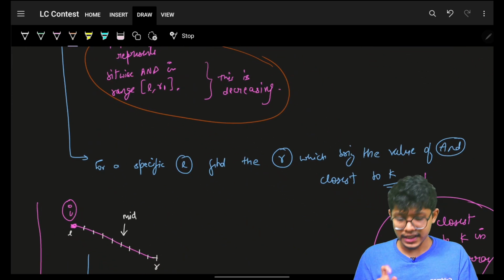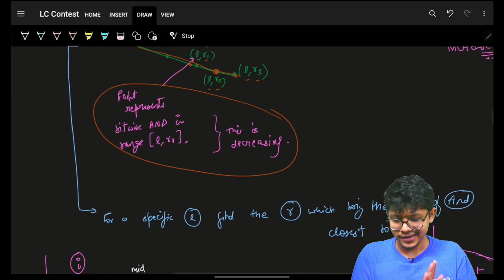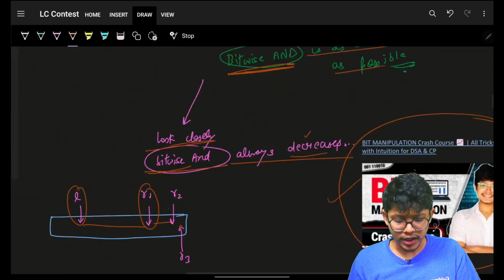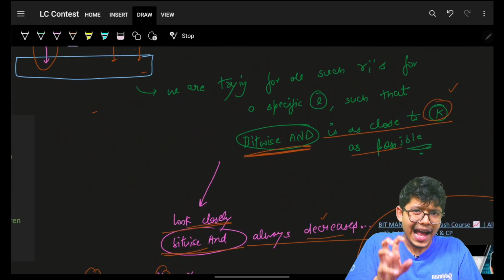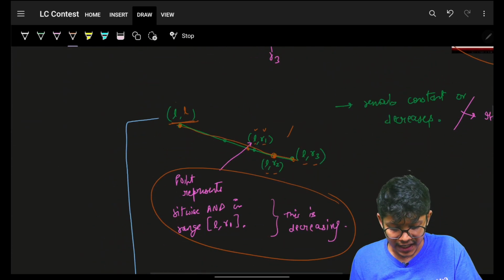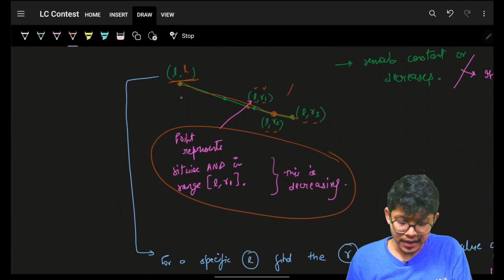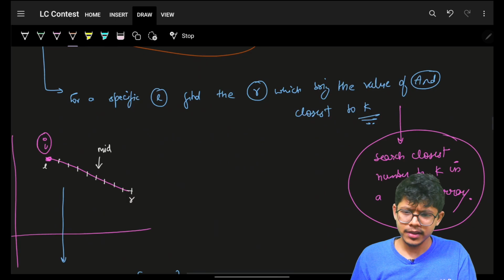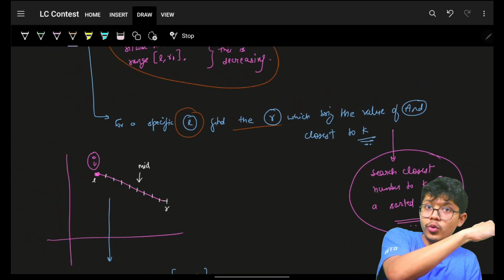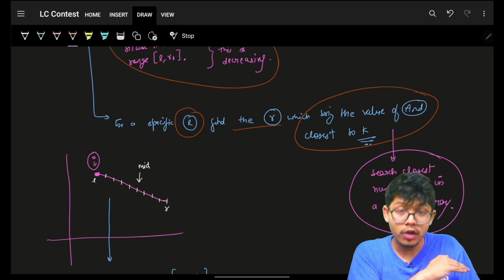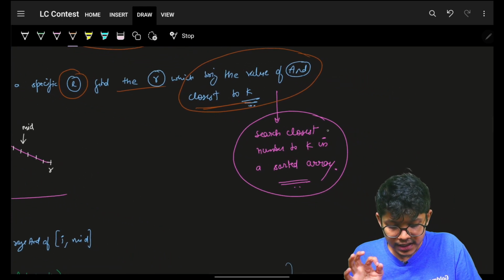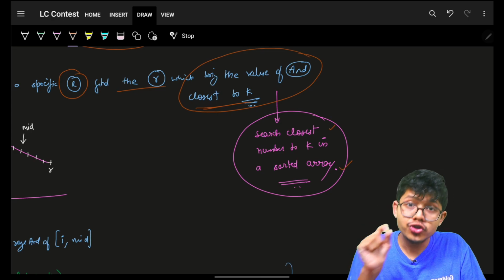Now, if it is decreasing, we get to know something. It is a very big hint. If you remember, we wanted a few things. Let's come back. We wanted this AND to be as close as possible to K. And I know that this AND itself is decreasing. Let's club the conditions. For a specific L, for all the R's going ahead, the AND value will always decrease, and I want something closest to K. It is the same problem as searching the closest number to K in a sorted array.